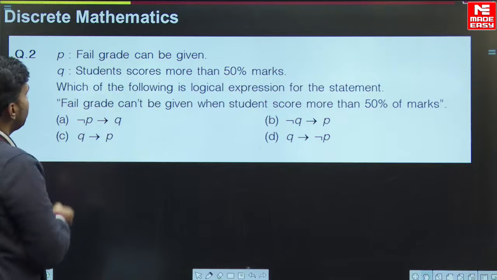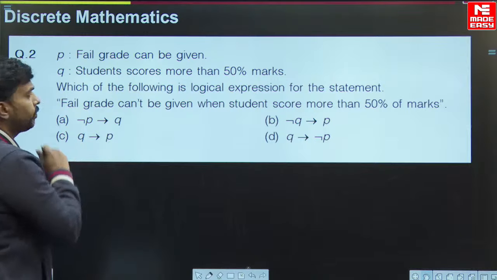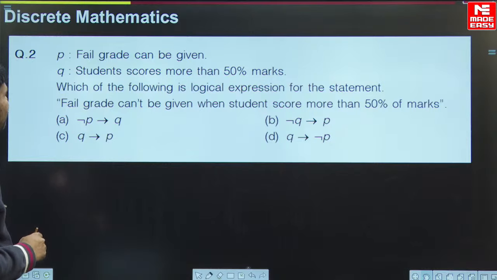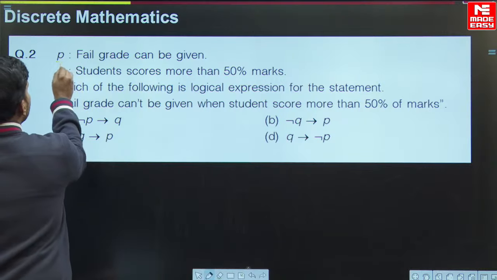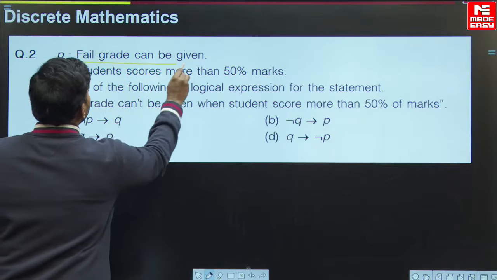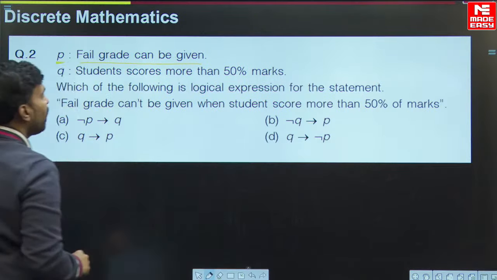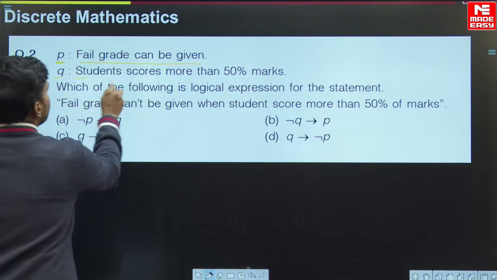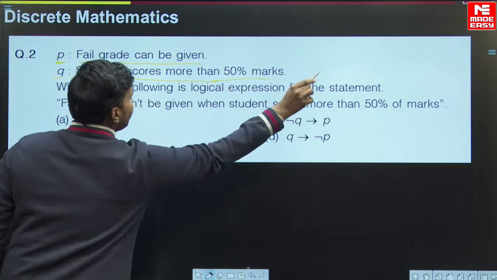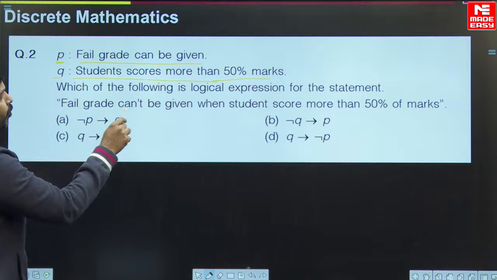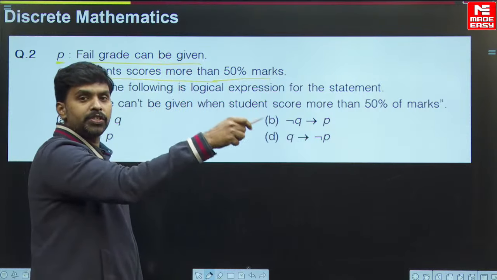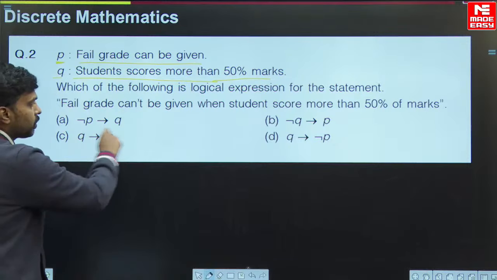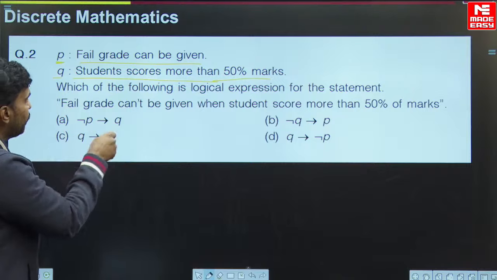So in this question number 2, there is a mathematical logic statement question here, right? The statement is that P is: fail grade can be given, and Q is: a student scores more than 50% of the marks. Which of the following is the logical expression for the given statement? So here there are different options.